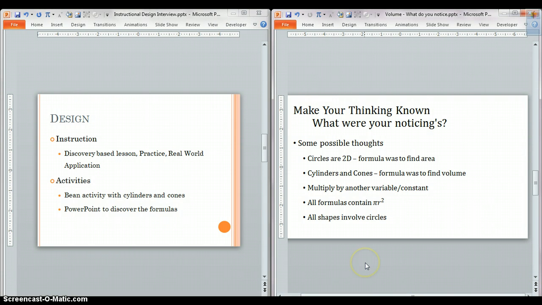These are some of the things that my students were able to see: that the circles are 2D and that the formula was actually for area, where the cylinders and cones were 3D, and we're finding volume. Every time you're multiplying by another variable and constant, all of the formulas contain pi r squared. That was the main thing that I wanted them to see. And then all of the shapes also involved circles, and that is the root formula as well.